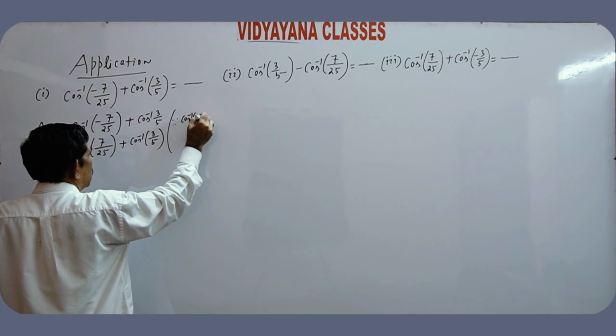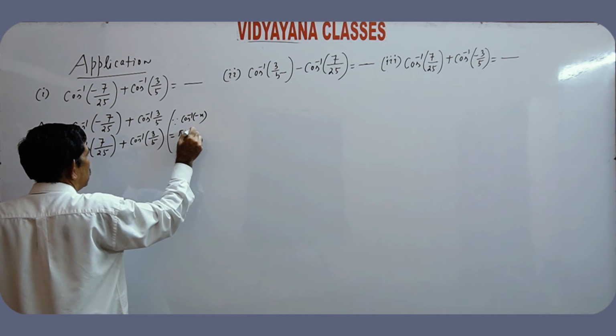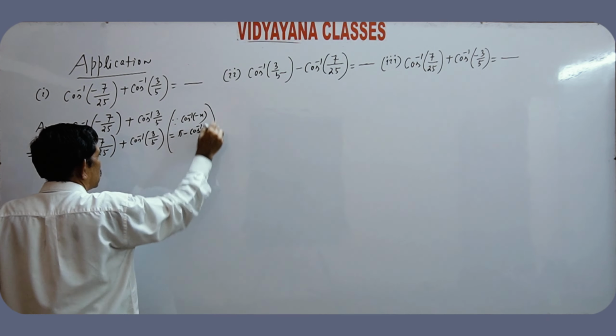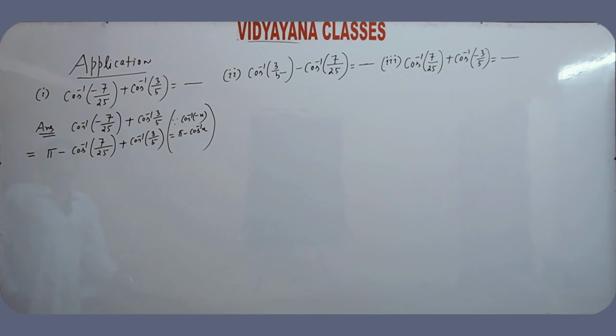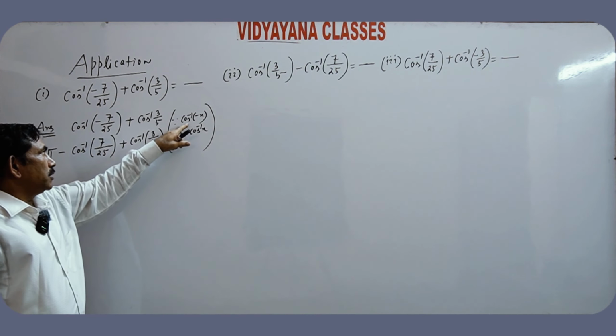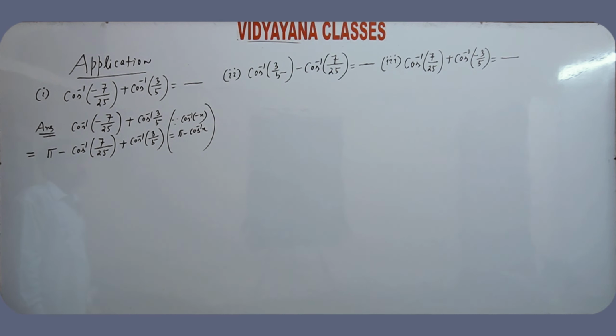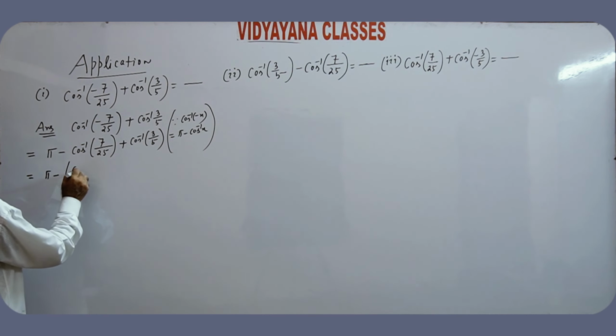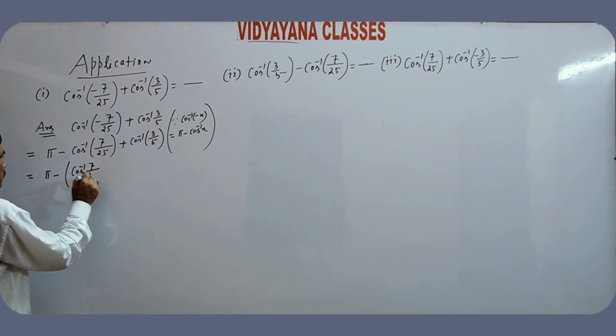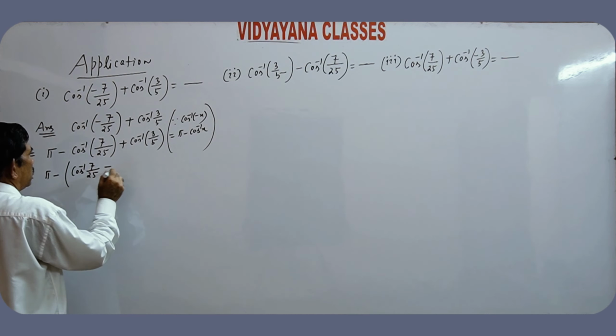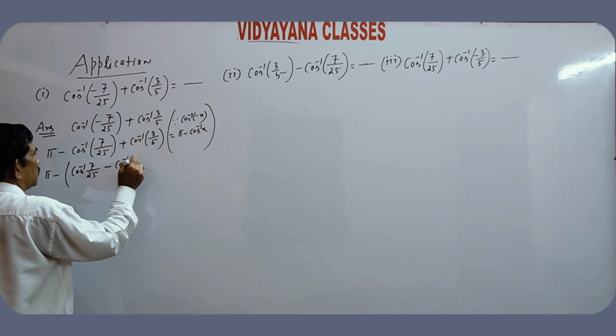Since cos inverse of minus x is equal to pi minus cos inverse x. Clear? Cos inverse of minus 7 by 25 is equal to pi minus cos inverse 7 by 25. Since cos inverse of minus x is equal to pi minus cos inverse x, this is the same as pi minus cos inverse 7 by 25 minus cos inverse 3 by 5.